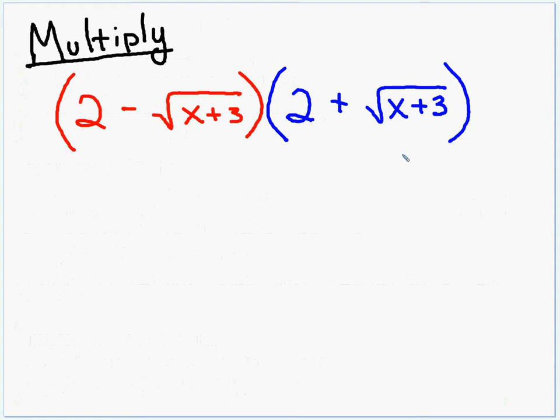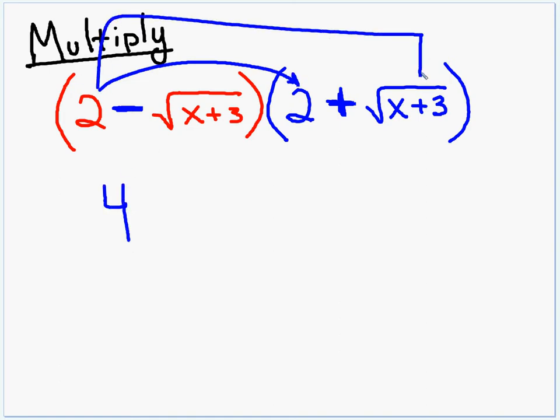Here I got a couple things I want to multiply out, 2 minus root x plus 3 and 2 plus root x plus 3. It's a conjugate pair. We got a subtraction and a sum of the same terms. So if we FOIL, the middle terms will cancel. So first times first, 2 times 2 is 4. Again, the outers would be a 2 times the radical. The inners would be a negative 2 times the same radical. They would cancel.